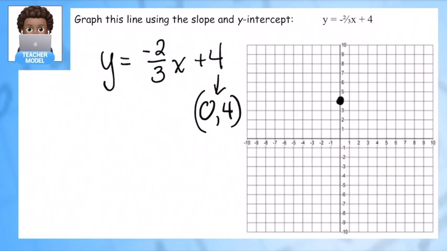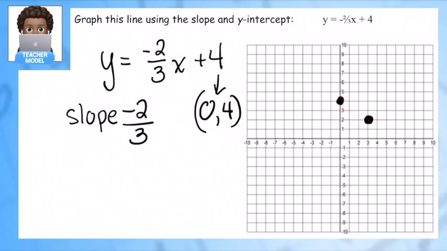There's my intercept. And I know my slope is down 2 over 3. So I'm just going to do that. I'm going to go down 1, 2, and over 1, 2, 3. And there's my next point.